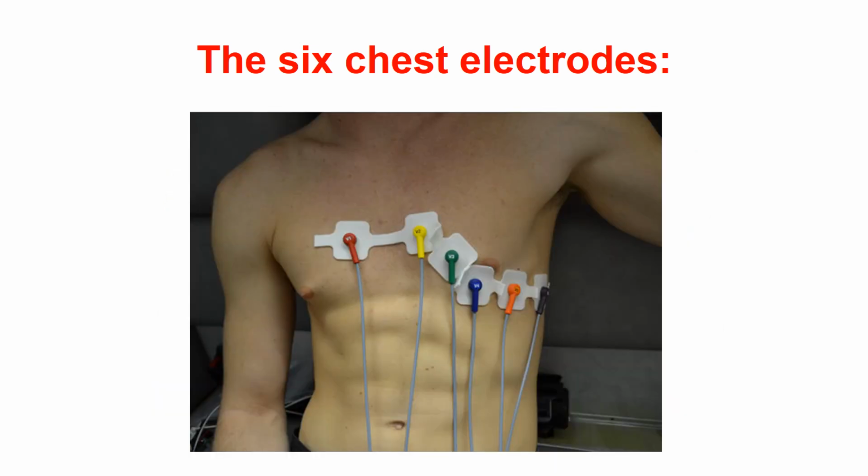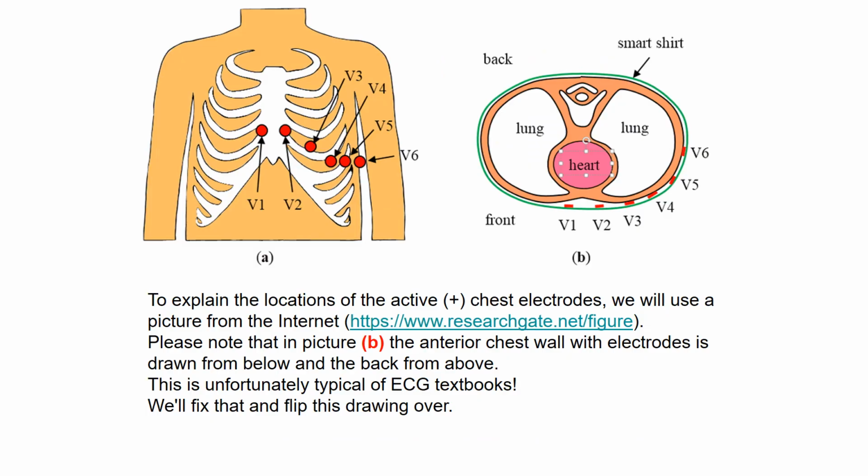The chest leads are also color-coded, but researchers rely more on labeling the electrodes with letters and numbers from C1 to C6. To explain the locations of the active, plus, chest electrodes, we will use a picture from the internet. Please note that in picture B, the anterior chest wall with electrodes is drawn from below and the back from above. This is unfortunately typical of ECG textbooks. We'll fix that and flip this drawing over.